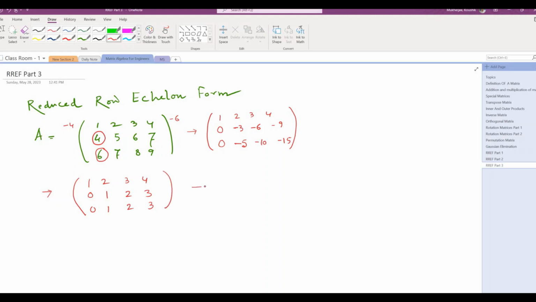Okay, and simply on the last, what we can do, because we have to make sure that these all are 0. Okay, so if we just subtract this line from this line, then this will be 1, 2, 3, 4, 0, 1, 2, 3, and this one is actually all in the 0th form.